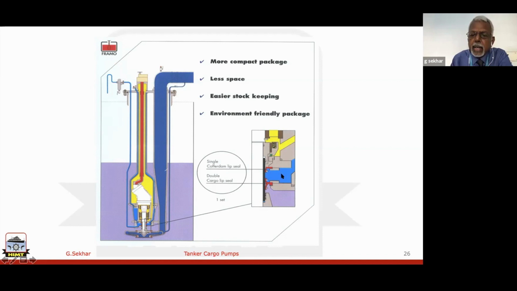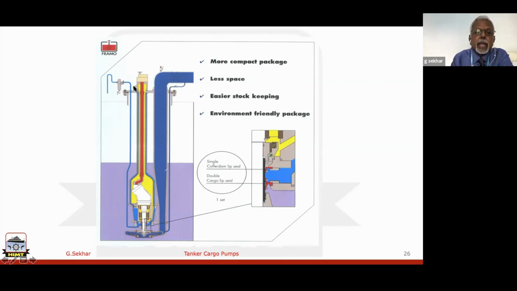Or if cargo, due to, see now so much cargo is there, due to the static head, in case the lower lip seal is leaking, then cargo will come to the cofferdam. Now this needs to be checked every time before you commence cargo discharge. Now that's what we are doing.